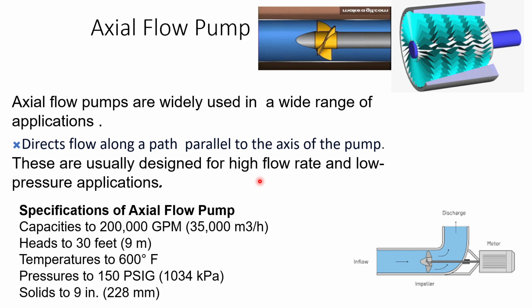There is another type of centrifugal pump which we call the axial flow pump. In an axial flow pump, the flow is taken in the direction of the shaft of the pump, or axial direction, as shown here with the arrow. Here you can see this is one impeller vane, then this is a diffuser, impeller vane, diffuser, like that, and the flow is moving like this.